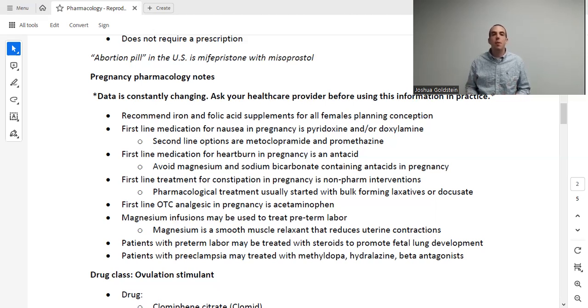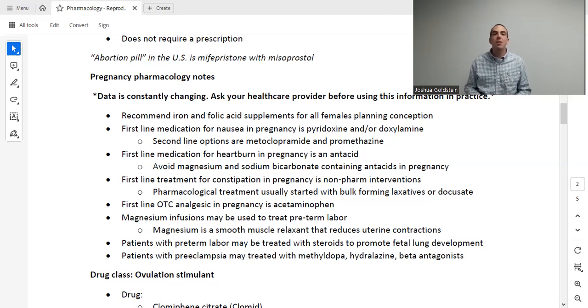First thing always is non-pharmacological interventions. Remember, increase activity, increase fiber, increase fluid. If that doesn't work and we want to move on to pharmacological treatment, we start with bulk-forming laxatives. If you recall, again, this was all covered in GI. That would be something like psyllium, which is a fiber, or they can use Docusate, which is a stool softener.